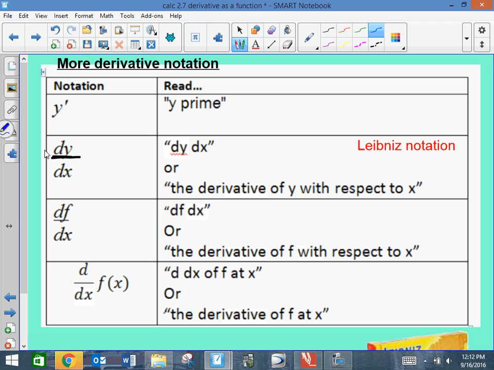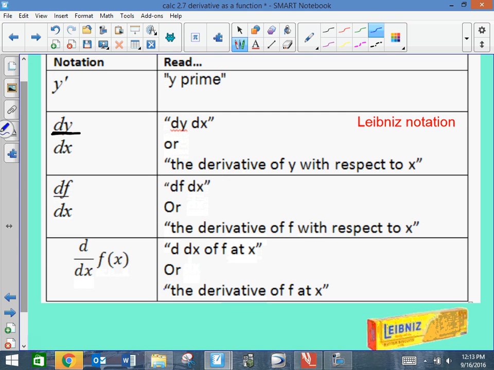This is what we call Leibniz notation. One of the founders of calculus would be Wilhelm Leibniz and Isaac Newton. The Leibniz guy created this. And we'll use this a lot later, but this is close to the same. df dx. Again, it's not df over dx, okay? Or the derivative of f. F is the function, so it's basically the same thing with respect to x, okay?